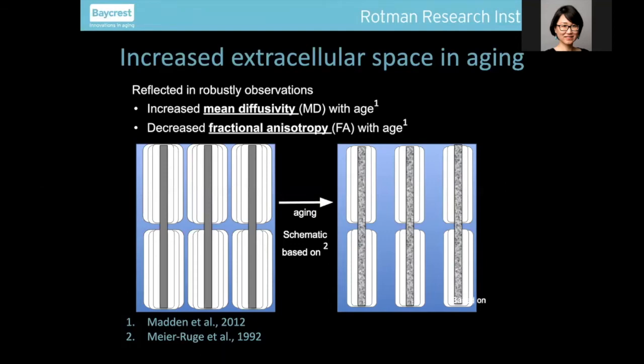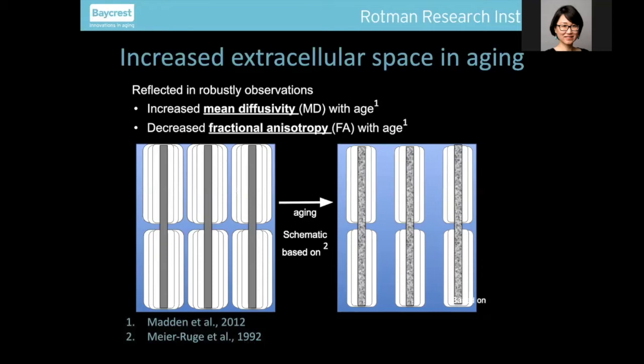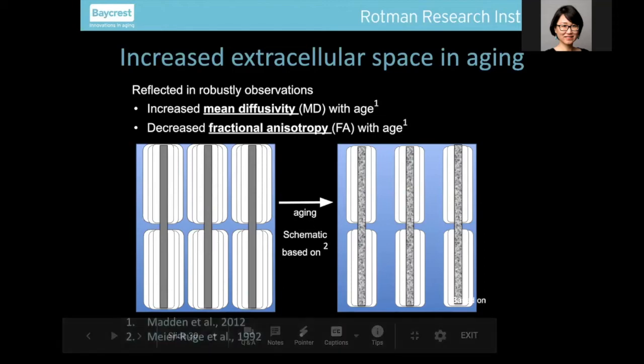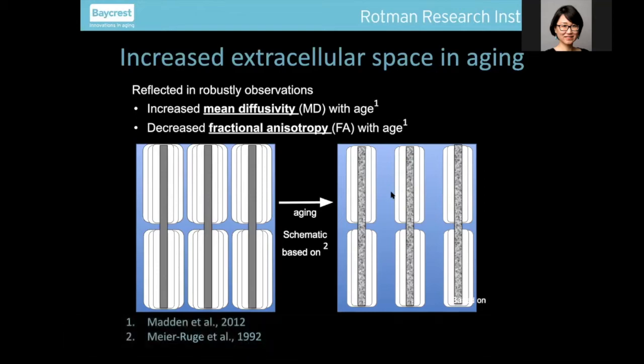So regarding this increased extracellular space that is not atrophy, that's simply spacing around individual fibers, we expect to see increased mean diffusivity because the myelin sheaths are expanding, there's more space in between them, and we do expect to see decreased fractional anisotropy, as I mentioned before. Right, so this is a schematic of a healthy, younger white matter voxel on the left, and as we age, we do see this increased gap in between fibers. That's what we expect to see based on animal studies.